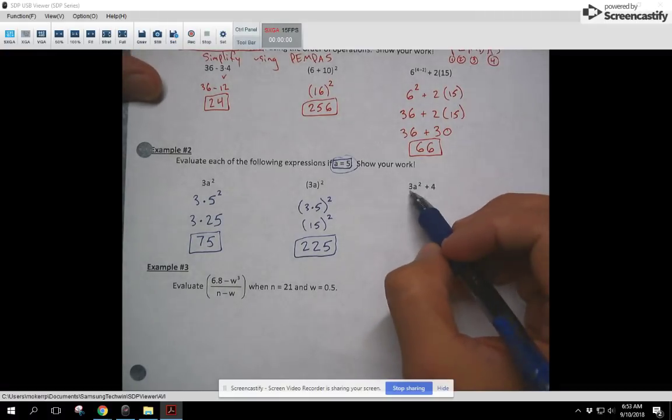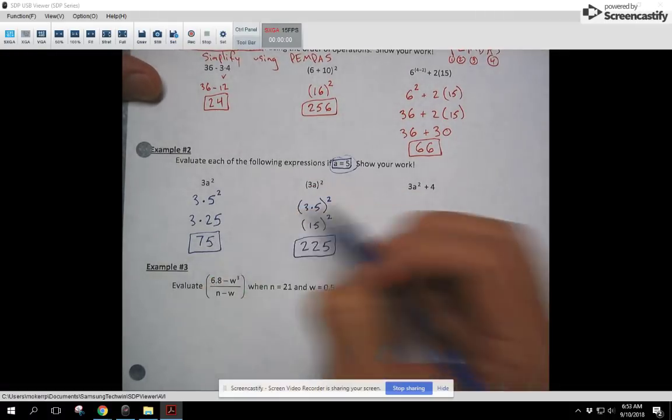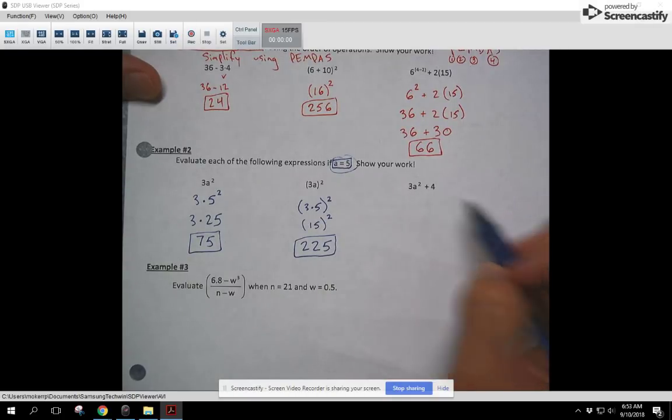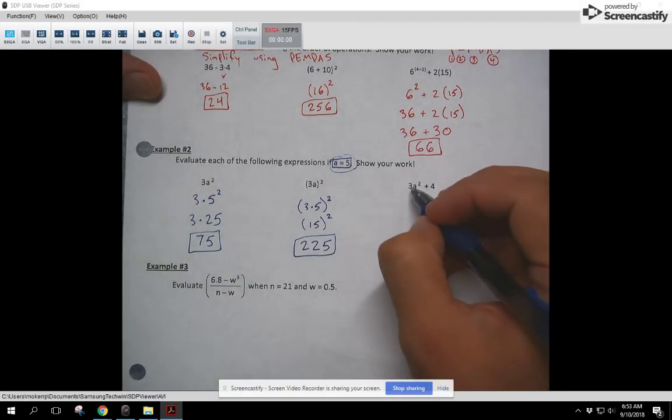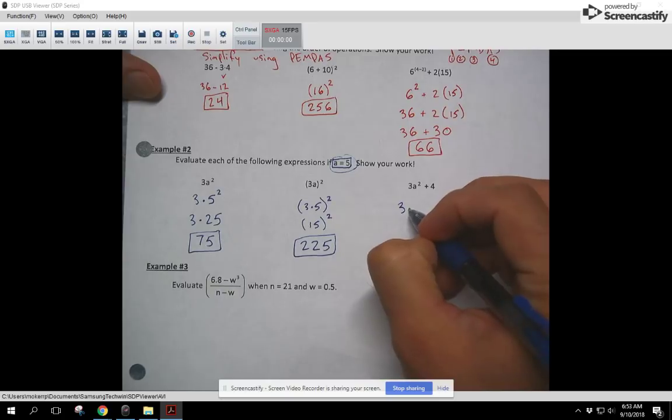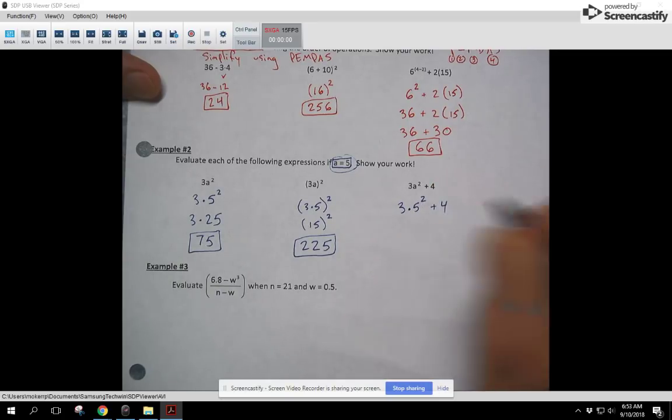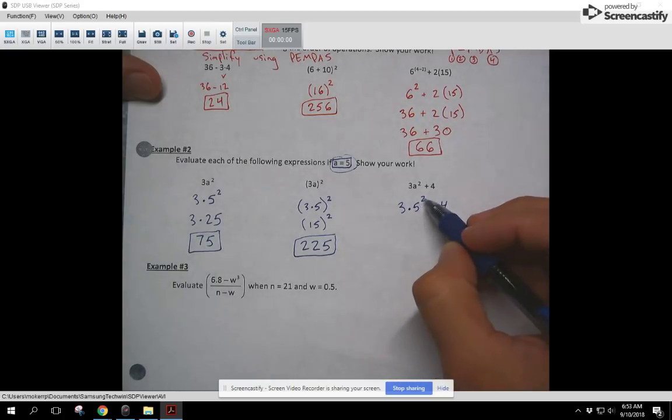Last one. So if you see this 3a squared, that's going to end up being 75. We're going to show the work, and then we're adding 4. So let's see if we can follow this through. So this says 3 times a squared, so 5 squared, plus 4. Multiplication, exponents, addition. So exponents comes first.